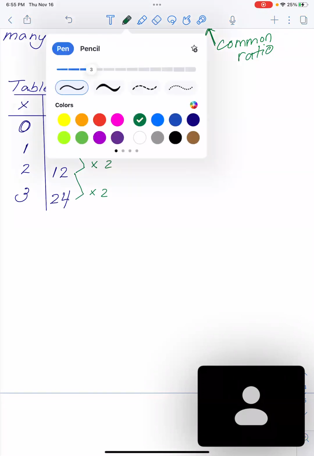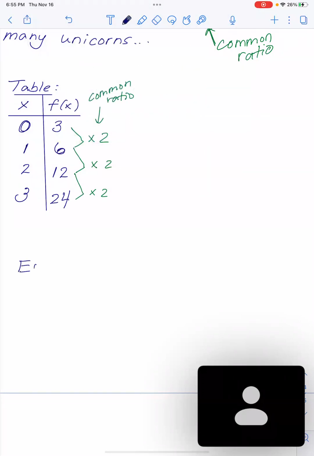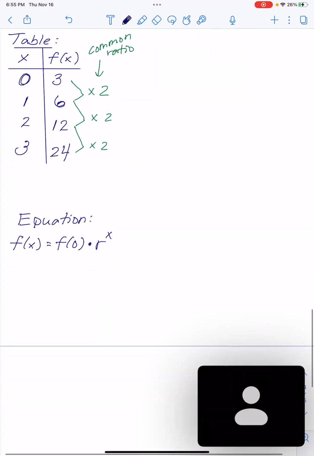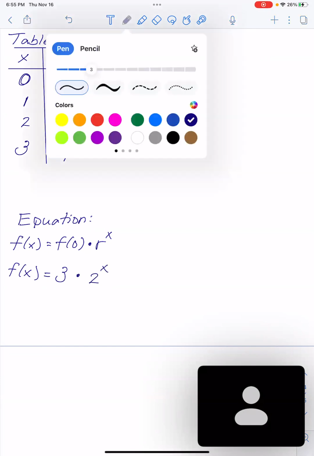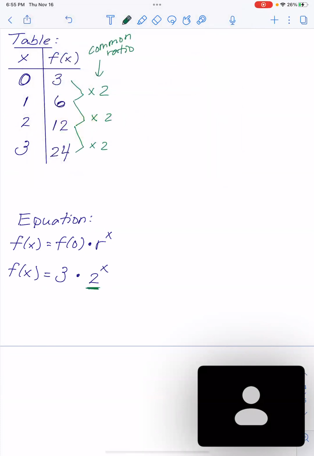Well, how do I write this in an equation? I have this formula. Well, what's f of 0? F of 0 is 3. That's my initial value. That's my initial value of 3. And I have a common ratio of 2. So that's it. That's all I had to do to write an equation. There's my common ratio of 2, and here's my initial value of 3.